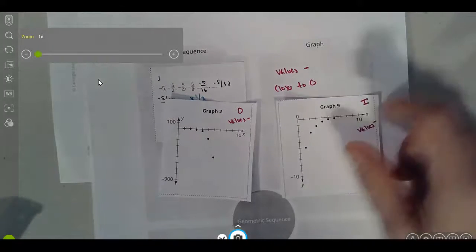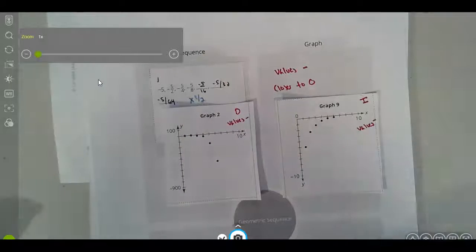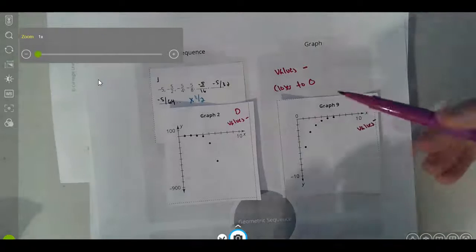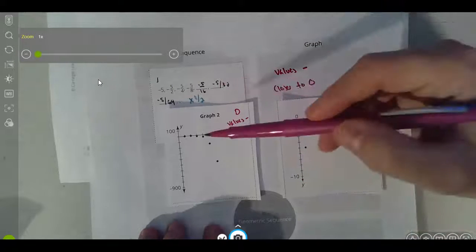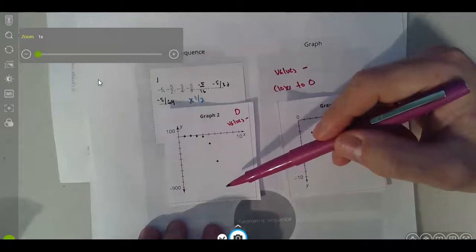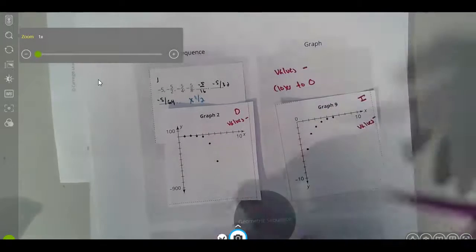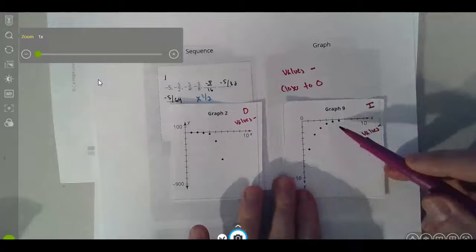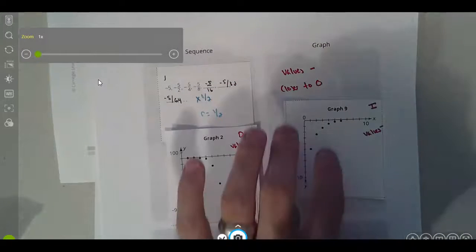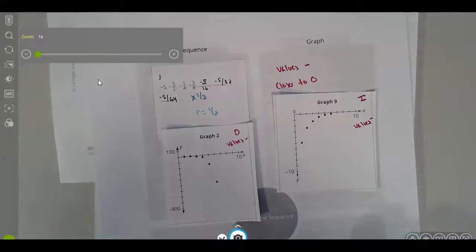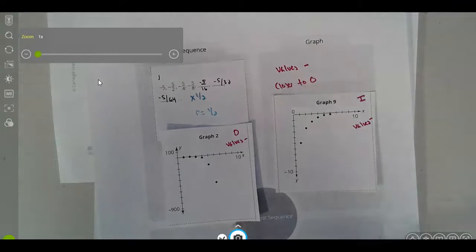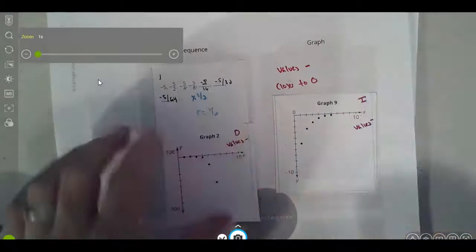and this one. Graph 2 and graph 9 have negative values. All the values are negative. Now, which of these is getting closer to 0? This one looks like it's decreasing. It's getting really small. It's going towards negative 900. This one looks like it's going up and it's getting closer to 0. If I look at these values, they look like they're getting closer to 0. So we're going to say that this one is a match. So graph 9 and sequence J are a match.